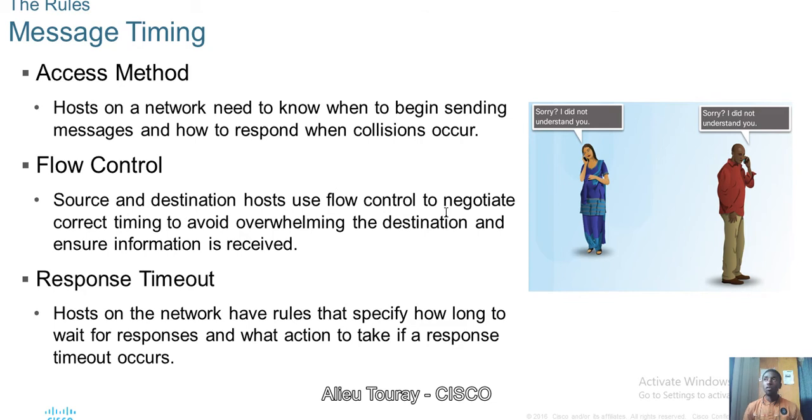The flow control is that the source, the person that is speaking, and the person that is listening must negotiate correct timing to avoid the destination getting overwhelmed. Let's say, for instance, I don't ask you how much information you can receive at a time, and I send everything. I can get you confused, I can get you overwhelmed. So flow control is how much data the recipient can receive at the same time, and then I send that. That is flow control. But we'll discuss flow control and error control in the transport layer.